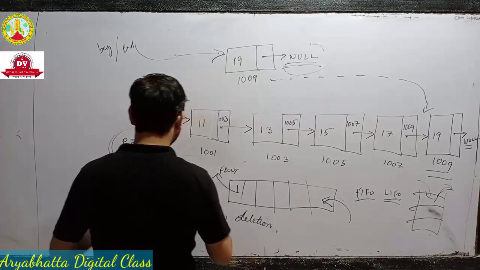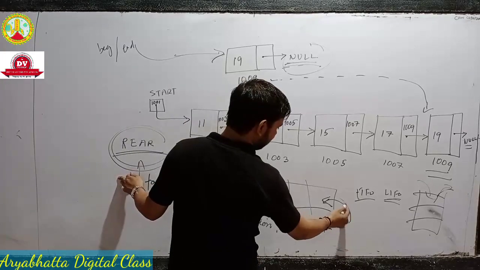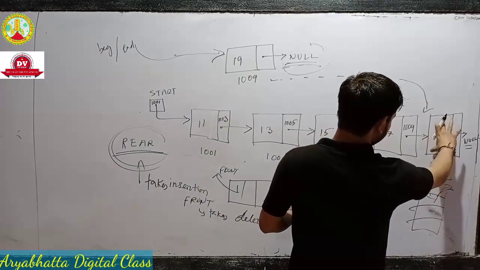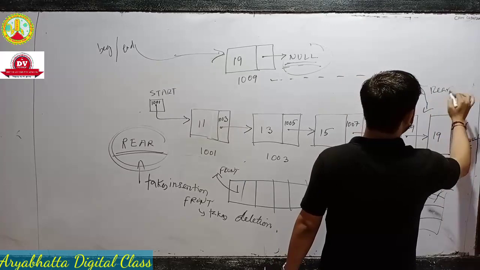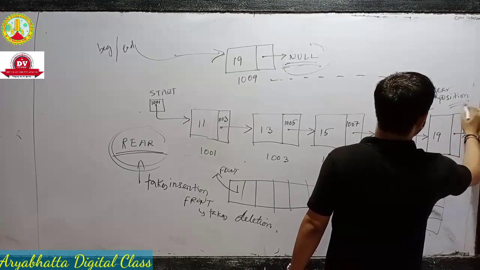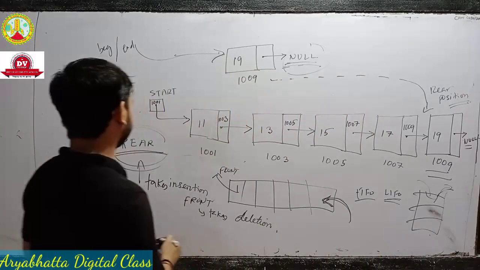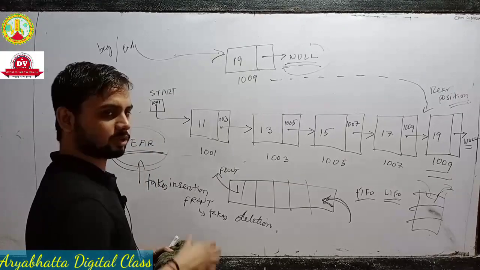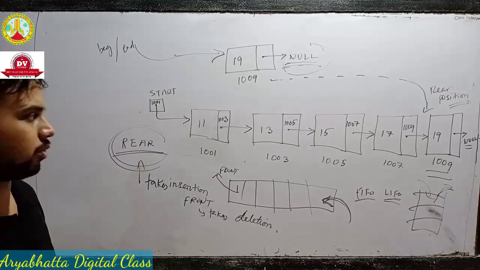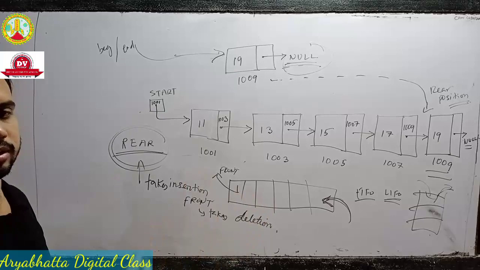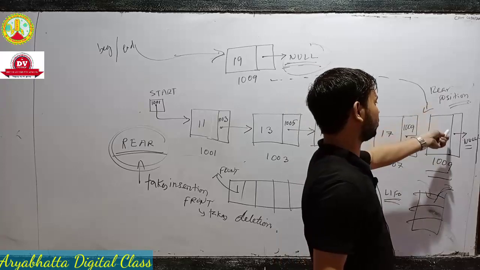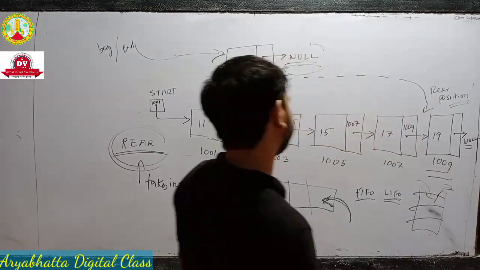Rear means insertion takes place at the ending part. In this linked list, we insert at the last part, which means we insert at the rear position. This rear is coming in the algorithm, that's why I first tell you what rear is, so you are not confused. When I write the algorithm, you might be confused about what rear is and how it comes in. Rear is for insertion at the end position. This position is called the rear position.